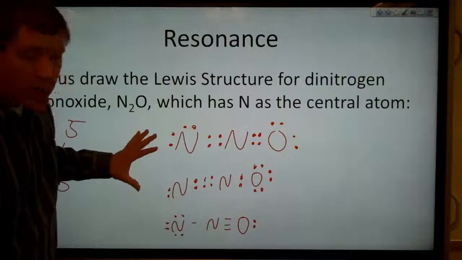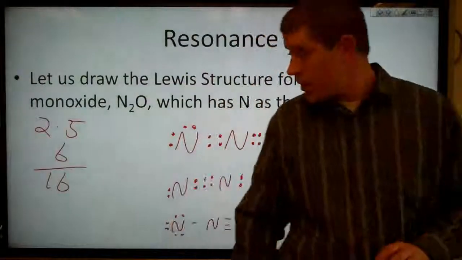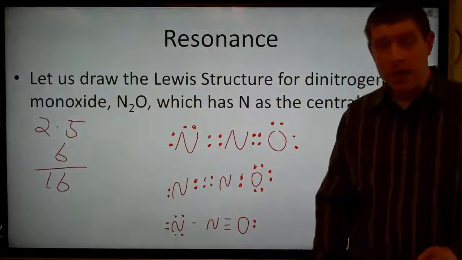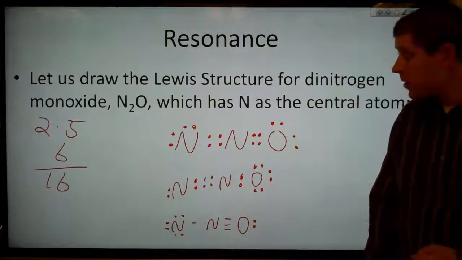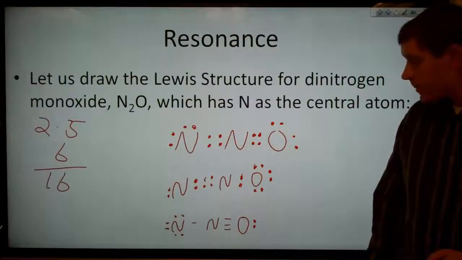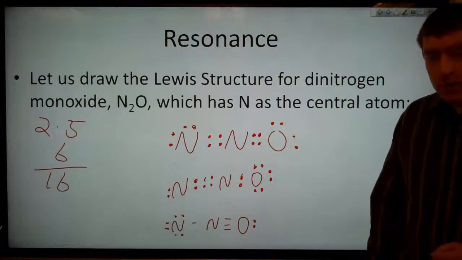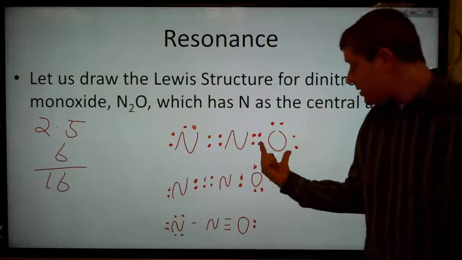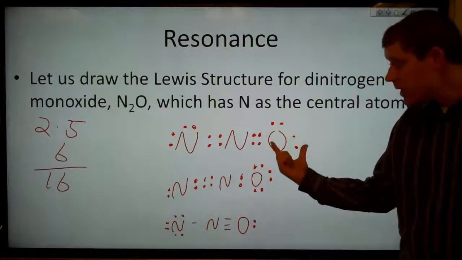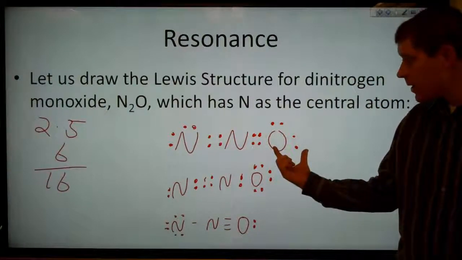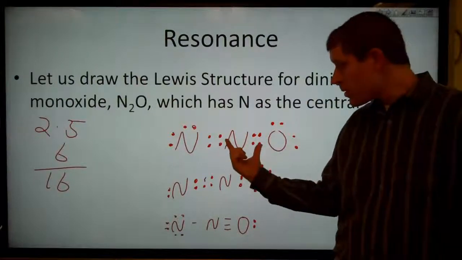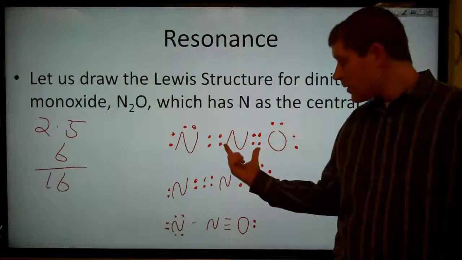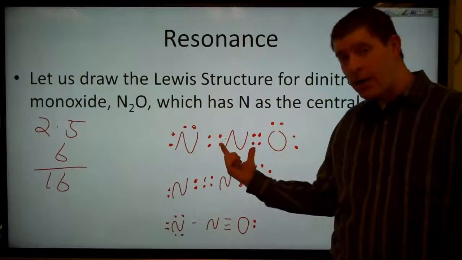And so we have 3 different possibilities here. They're all equally okay as far as Lewis structure goes. Now, let's look at charges on the atoms. Because the oxygen started with 6 valence electrons, the oxygen still has 6 here. The nitrogen here started with 5, and how many does it have now?